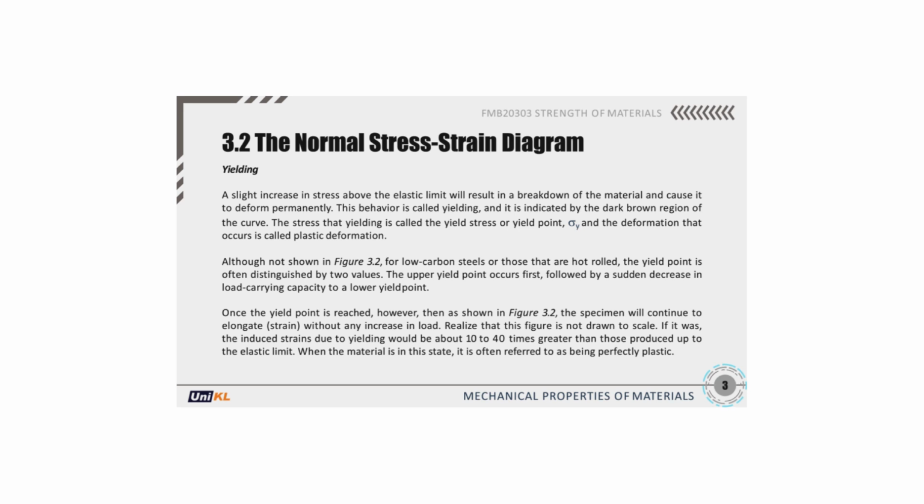Yielding, start of permanent deformation. Just above the elastic limit, yielding begins. Permanent, plastic, strain accumulates. The stress at yielding is sigma_y. Low carbon or hot rolled steels may show an upper and lower yield point. After yield is reached, elongation can continue at constant load, the perfectly plastic region.